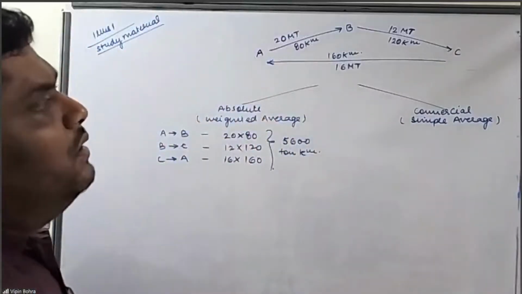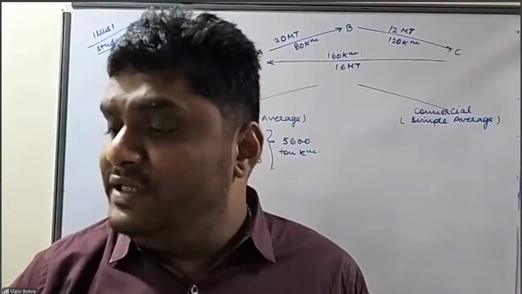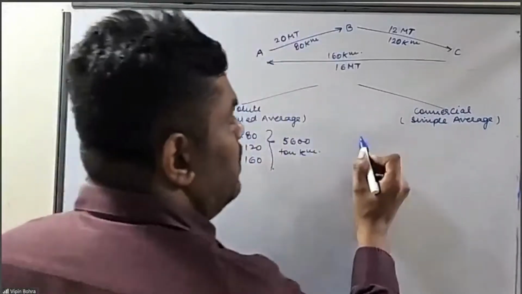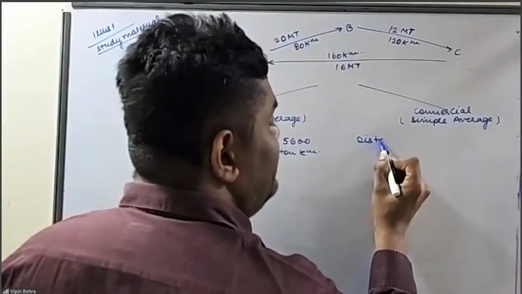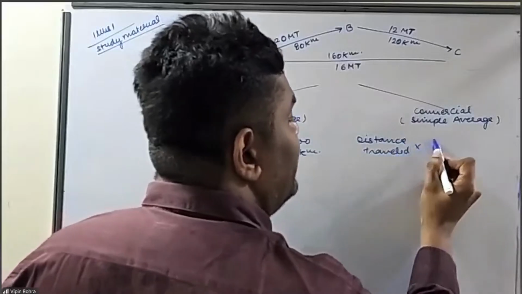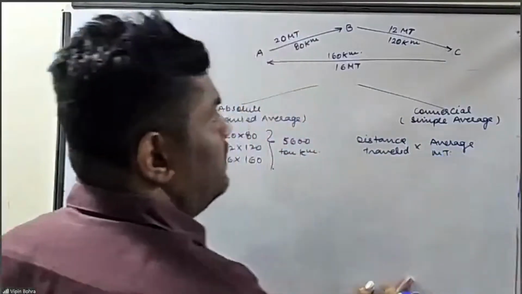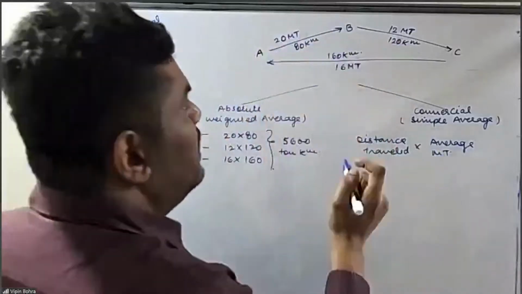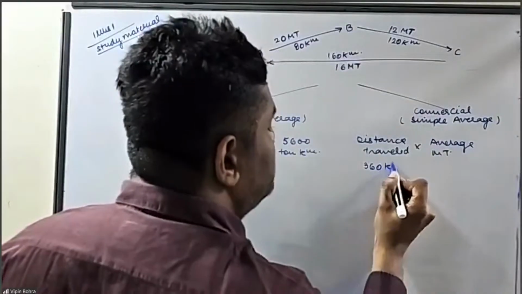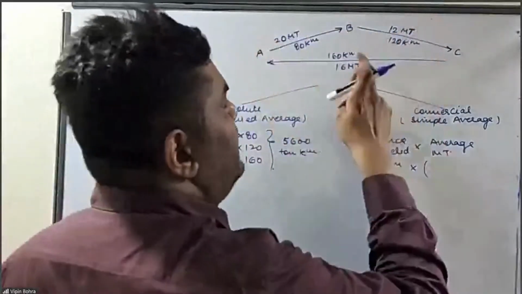When talking about the commercial, that is the simple average approach, very simple guys. We'll use the simple average wherein the distance traveled total divided by average metric ton. So total distance traveled is how much? 80 plus 120 plus 160, it is 360 kilometers, multiplied by average metric tons, that is 20 plus 12 plus 16.